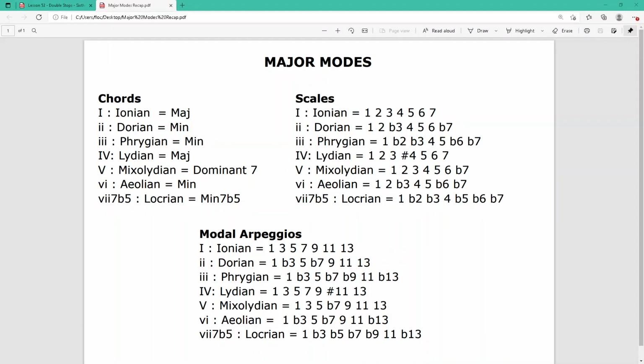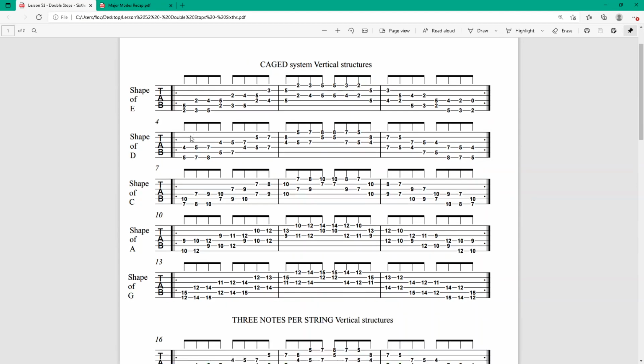Let's delve straight into it, and I prepared a couple of PDFs for this lesson, which of course you can download if you are a patron, and which we're going to reference in this particular lesson. First of all, I created a recap of major modes, and this is going to be useful now that we look at sixths applied to an Ionian scale. We'll see how major sixth and minor sixth moves, and of course there is a PDF of exercises that follows the lesson.